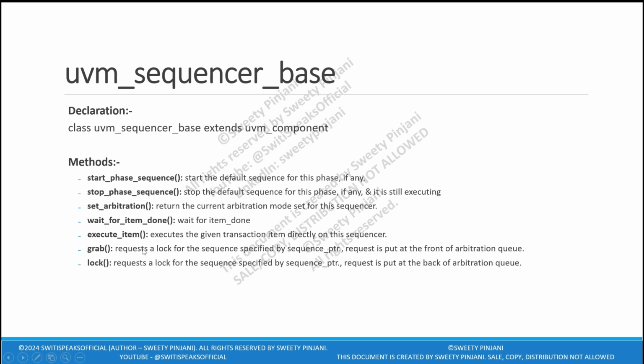Then there is lock. Lock also does the same thing. It requests a lock for the sequence specified by the sequence pointer. Then what is the main difference between grab and lock? Main difference is grab will put the request at the front of arbitration queue, but lock is going to put the request at the back of arbitration queue. This you need to remember. The major difference, and it can also be a trick question: when to use grab, when to use lock. If you want your request to be put at the front of the arbitration queue, then use grab. If you are looking for putting your request at the back of arbitration queue, then you need to use lock.